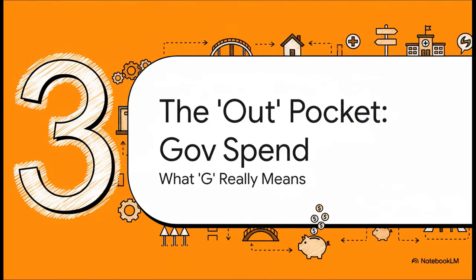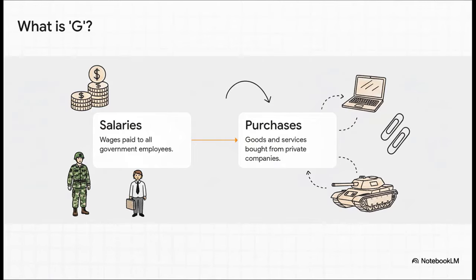Okay, so we've got our in-pocket figured out. It's net taxes. Now, let's look at the other side, the out-pocket. Economists call this government spending, and they give it the simple label G. But G isn't just any money the government spends. It's very specific. It's really just two main things.